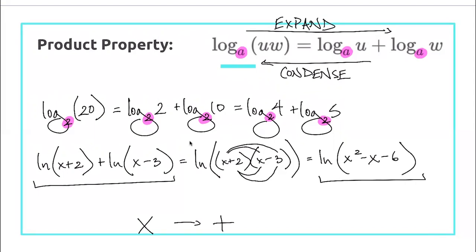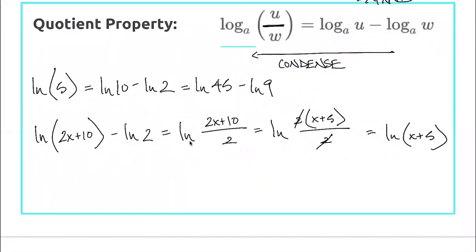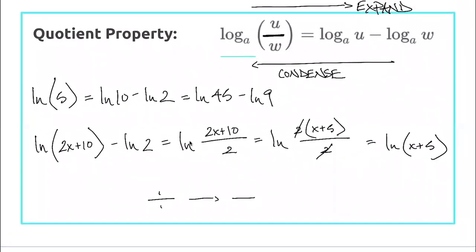And then I kind of use the same visual trick for my quotient property. I know that division looks like that, but if I take away the dots, it's a subtraction sign. So for the quotient property, I think, all right, this is division, but it's going to give me a subtraction on the other side. Okay.